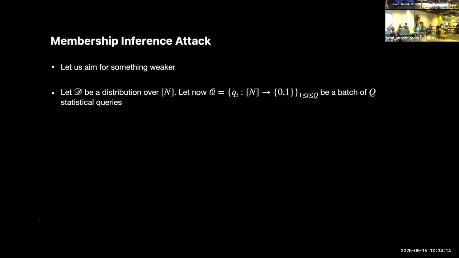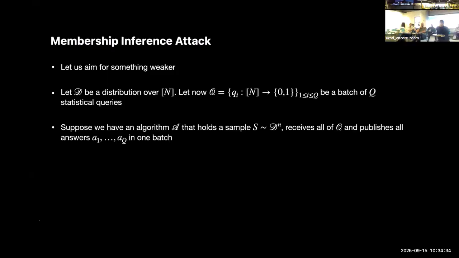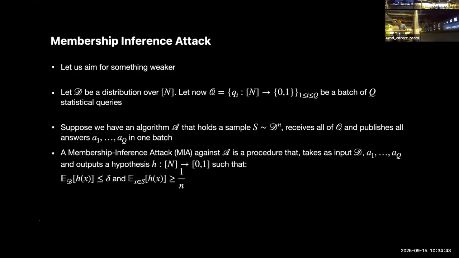Okay, let us take one step back and aim for something a little bit weaker. If you think about what we are doing in the Hardt-Ullman attack, it is really as follows. Suppose you have a distribution over the domain, and you can prepare a batch of q statistical queries and ask them in a single batch. Now suppose we have an algorithm that pulls a sample from the distribution, receives all the queries in a single batch, and answers all of them.